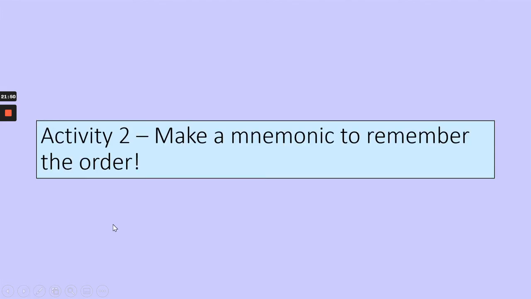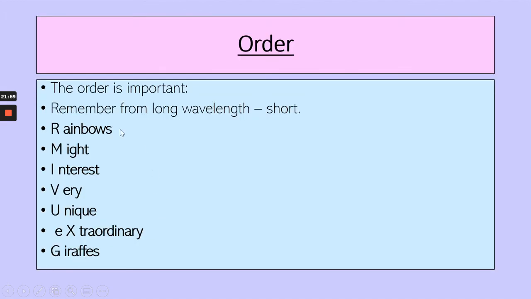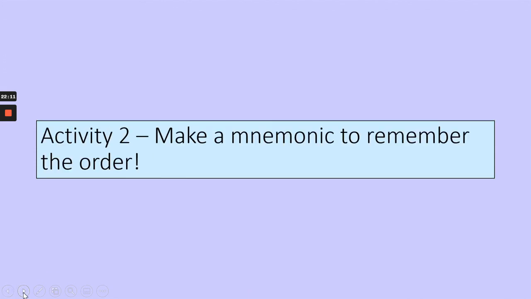Okay, so I want you to have a go at making a mnemonic to remember the order. What I mean by this is make one of these. So write down R, M, I, V, U, X, and G to think about a way that you can remember the order of the electromagnetic spectrum. So pause the video and have a go at this now on your assignment.